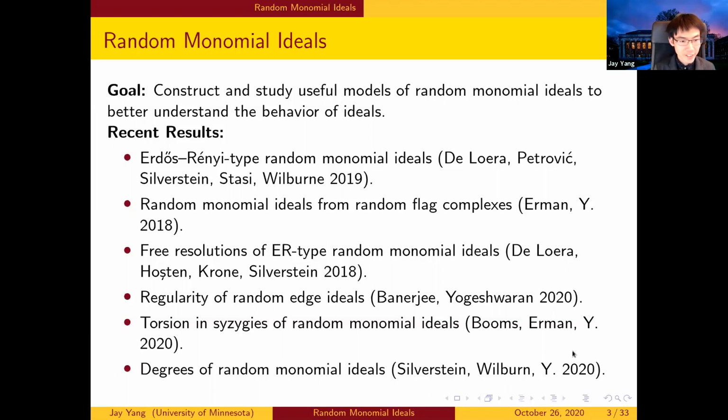And this is not to say that these are the only two models you could choose. These are simply the two models that we have used and have results for. One can certainly think of other models for random monomial ideals, or even possibly random ideals, although it's a little harder to think about how one would construct them in that case.